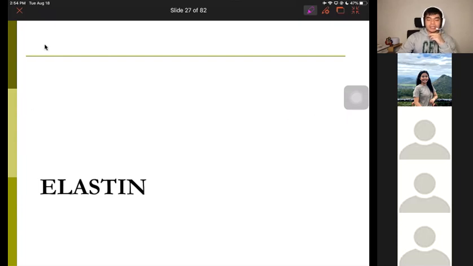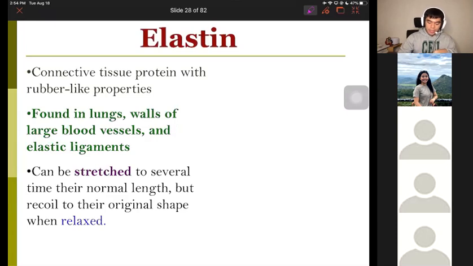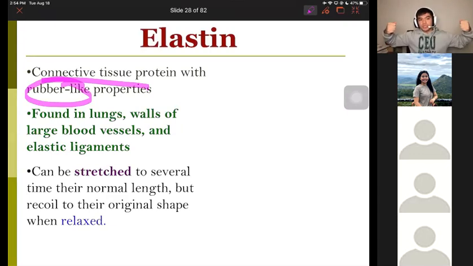Alright. Next, after we discuss collagen, let's proceed to the second. There are three of them: collagen, elastin, and keratin, right? So let's proceed to elastin. Elastin is also an example of a fibrous protein, and this is a connective tissue possessing rubber-like properties. So when it's rubber-like, it can expand and it can go back to its original form. So that is the characteristic of elastin. That's why it's called elastin, it's elastic.